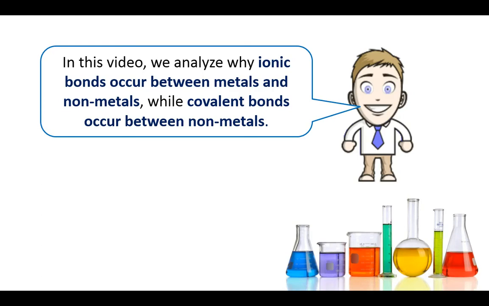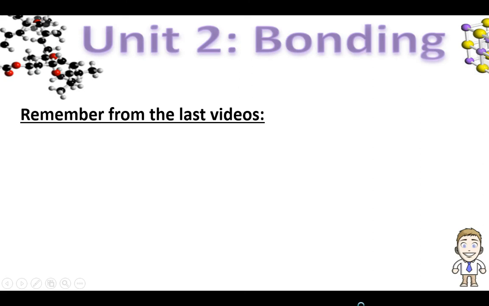Hi everybody, and welcome to video number 5 of our Unit 2 bonding video series, where we take a look at why ionic bonds only happen between metal and nonmetal atoms, while covalent bonds occur between two or more nonmetals only. To do this, of course, we have to recap some things from some of our previous videos.